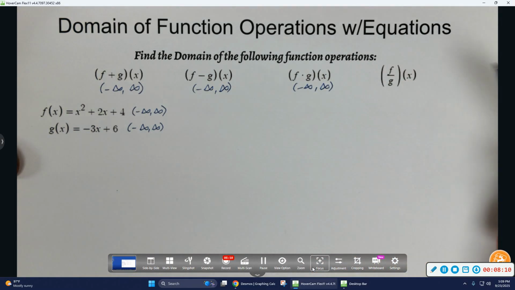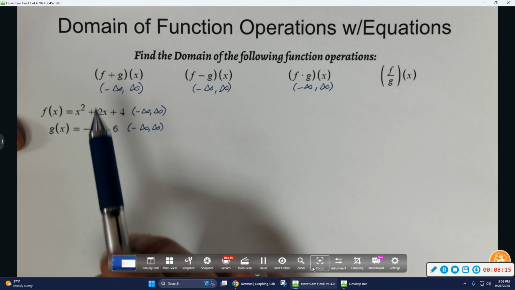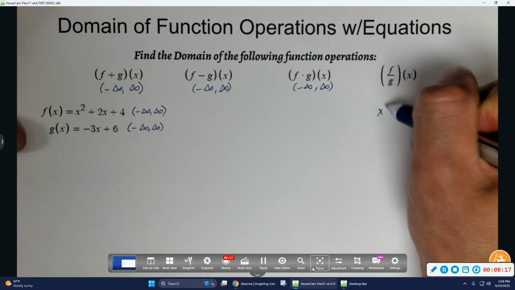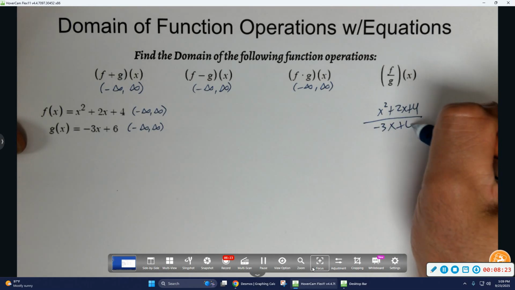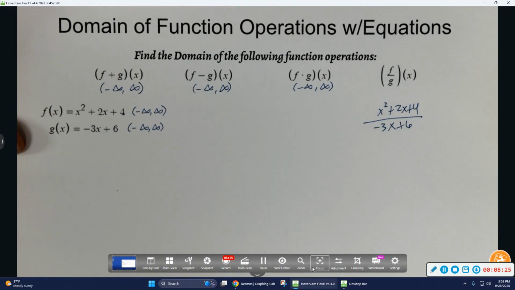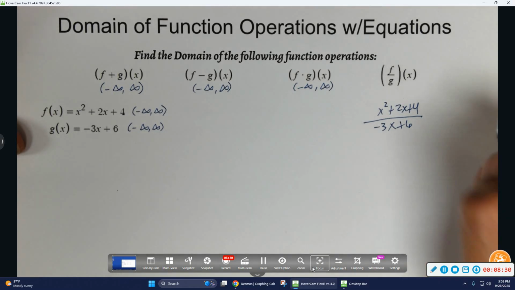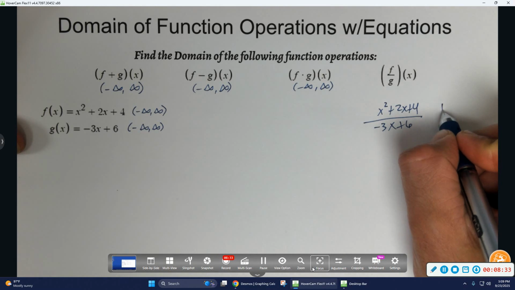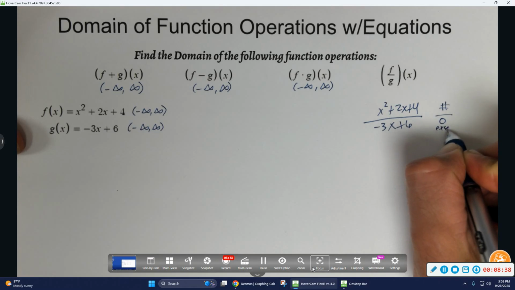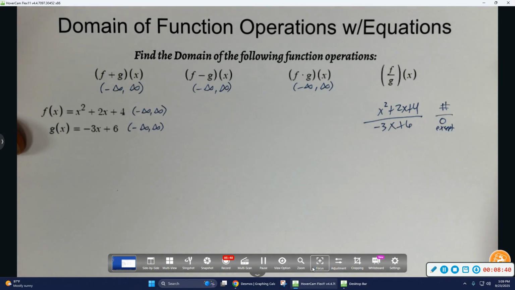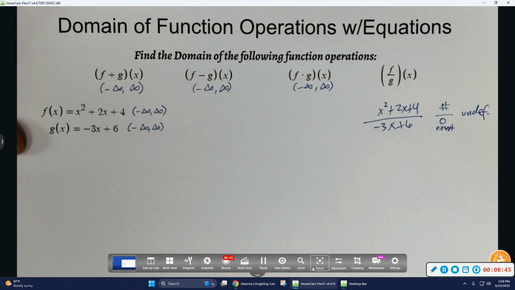The only time I have to be careful is when I'm dividing. And let me explain why. If I were to divide these two functions, x squared plus 2x plus 4, divided by negative 3x plus 6, I'd have to be careful when I have 0 as a denominator. I can divide any number by any number except 0. When I divide by 0, I get an undefined number, meaning the value does not exist.